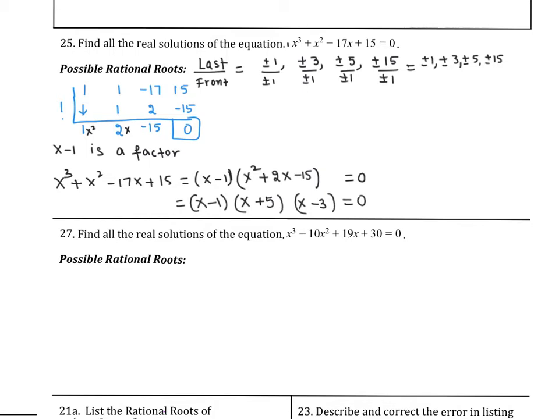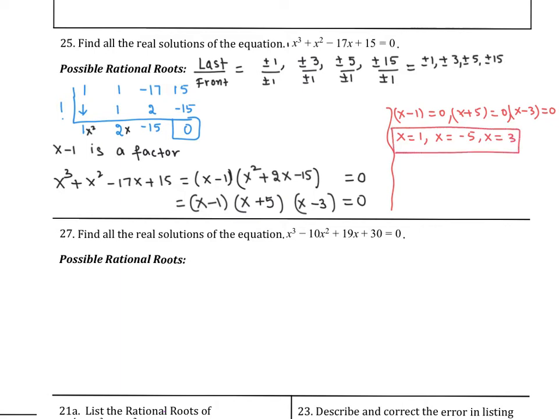Now the next step is to find the x values. We're going to put those factors equal to 0 one by one. Next time we can avoid this step if you know that putting them equal to 0 is just using the x value with the opposite sign. And the answer is x equals 1, x equals negative 5, and x equals 3.